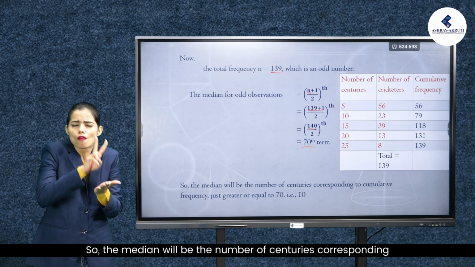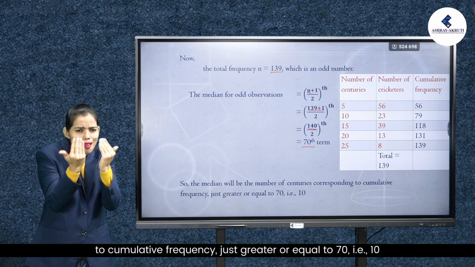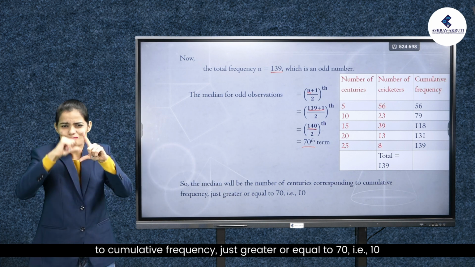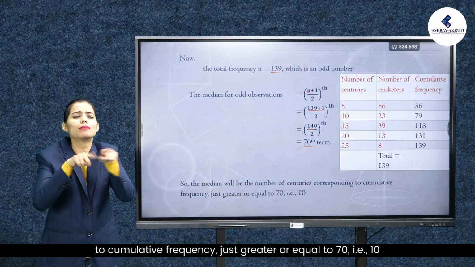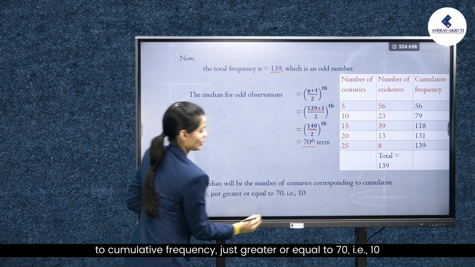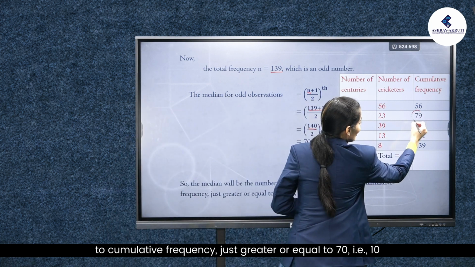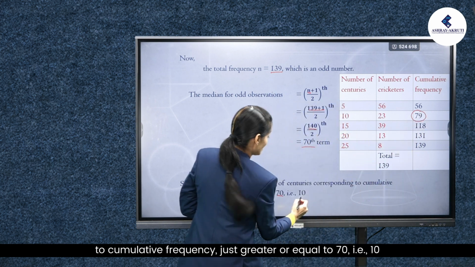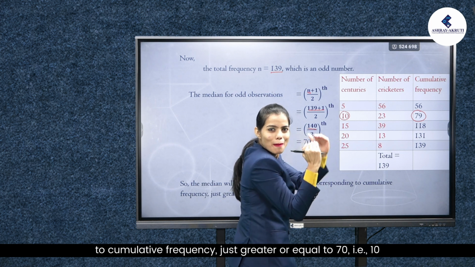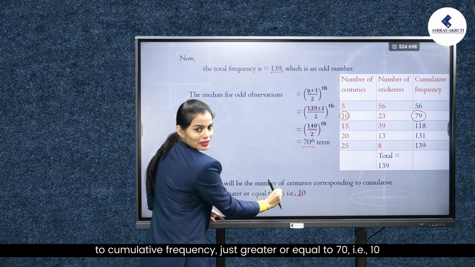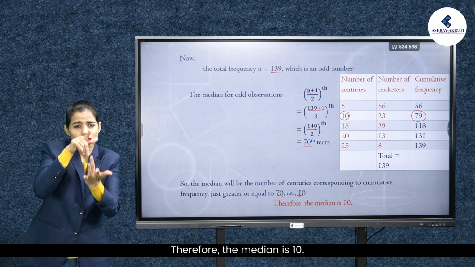So, the median will be the number of centuries corresponding to the cumulative frequency just greater than or equal to 70, that is 10. Therefore, the median is 10.